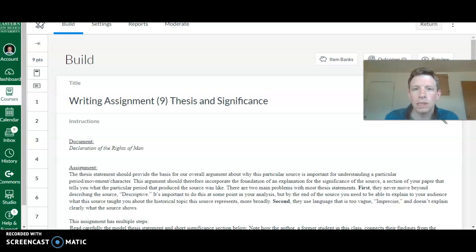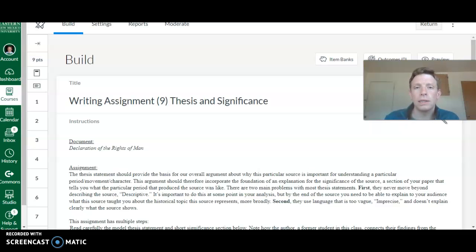These two statements together, the thesis statement and the significance statement, are the two most complicated, most difficult components of a historical analysis paper at the introductory gen ed level. So these are some of the more difficult assignments, some of the more difficult work that you'll do during this semester. So this assignment can be very helpful.